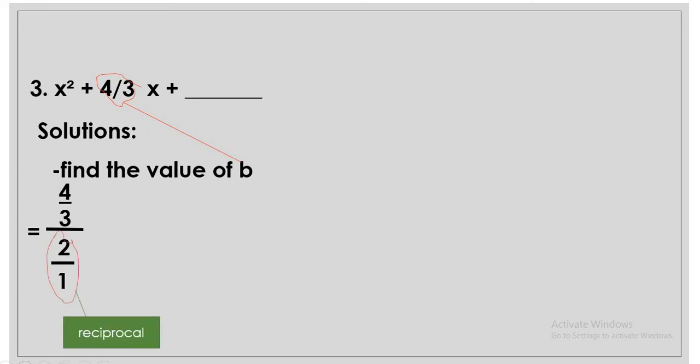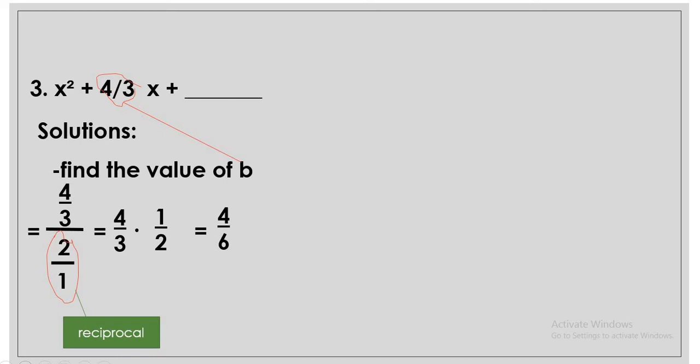And to solve it, we will do the reciprocal of 2 over 1, then multiply the 2 fractions. We have here 4 over 3 multiplied by the reciprocal, 1 over 2. From 2 over 1, it will become 1 over 2. Then multiply numerator to numerator and denominator by denominator. So 4 times 1 is 4 and 3 times 2 is 6. Saan nanggaling yung 6? 3 times 2. So when multiplying fractions, it is numerator to numerator, denominator to denominator.